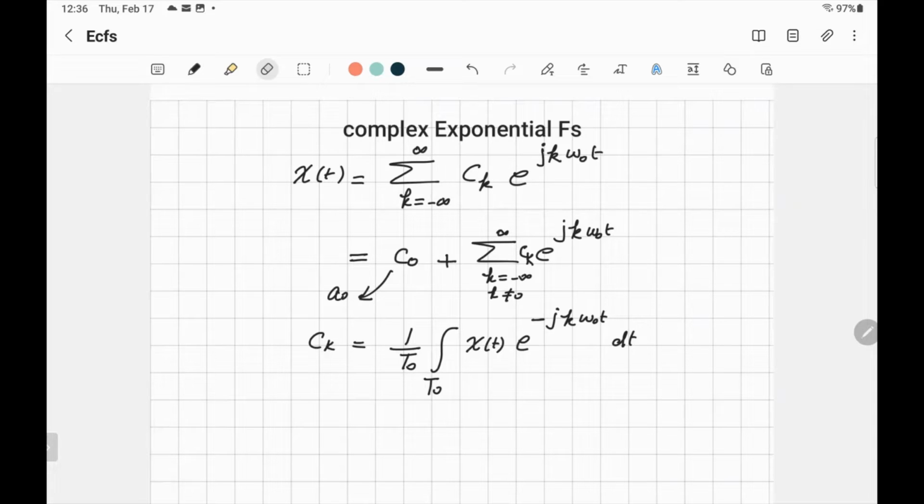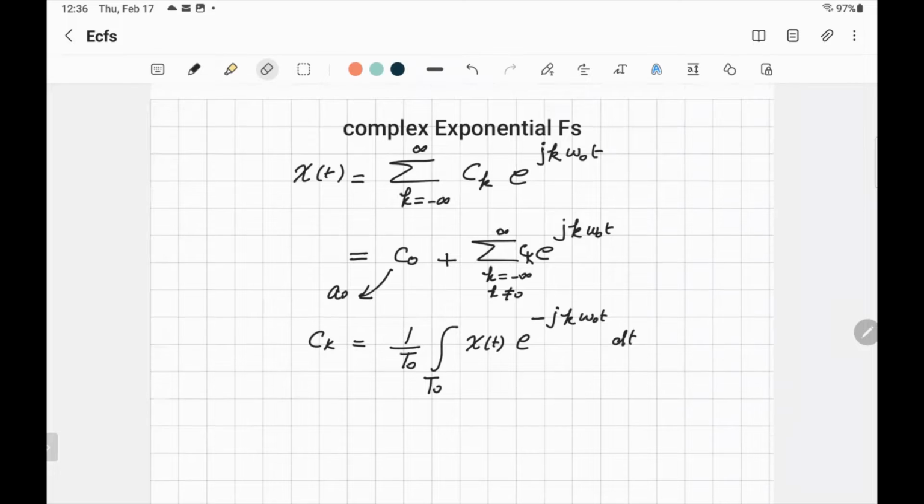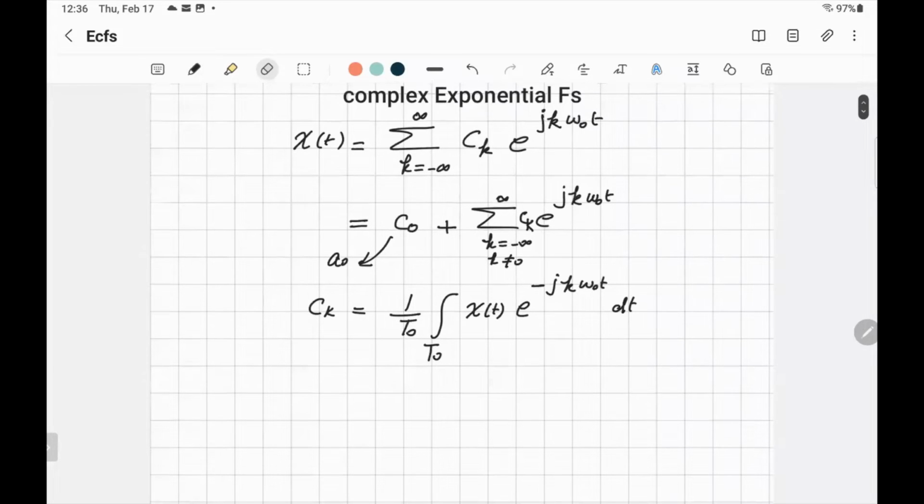Well, but you observe something: we have k from negative infinity to infinity. So we are going to have negative frequency and positive frequency. Negative frequency does not have physical meaning. It's just a mathematical thing. You'll find a frequency equal to 50 hertz and minus 50 hertz. It doesn't have physical meaning. It's just a mathematical expression.